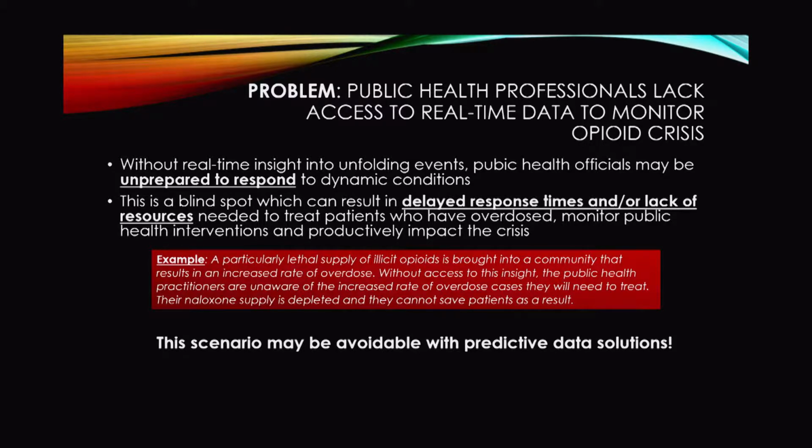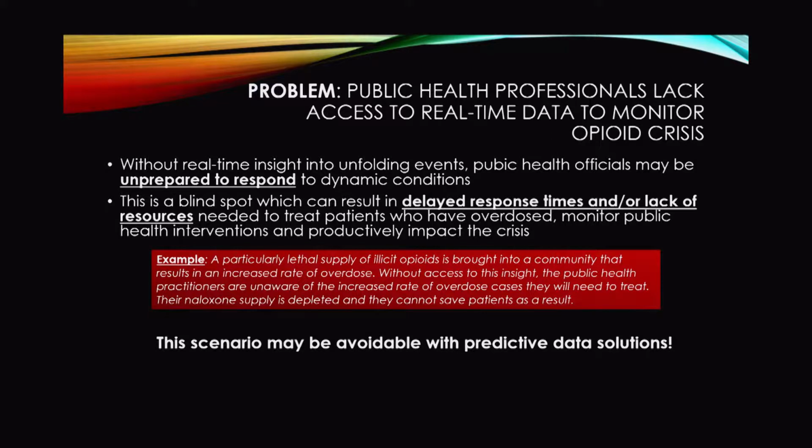As an example, which was done in the Codeathon last year with the Origami Group in Washington, D.C., they definitively used local data to identify that there was not enough naloxone in appropriate locations, and so therefore patients died, and they needlessly died. That's just one example. We're not really going into that here, but that's an example of what's going on in real time in the opioid crisis. So this scenario may be avoidable with predictive data solutions.